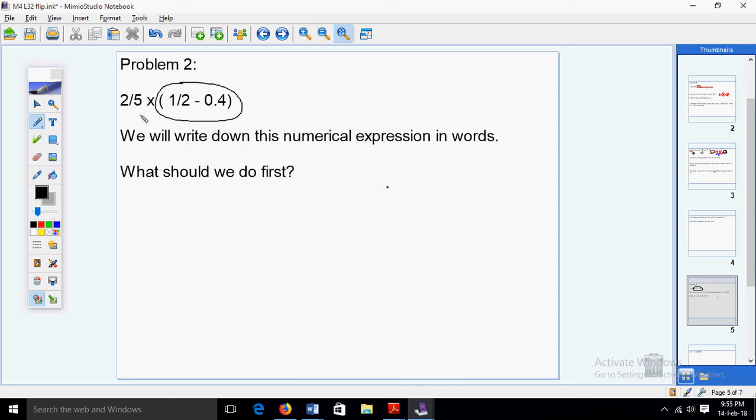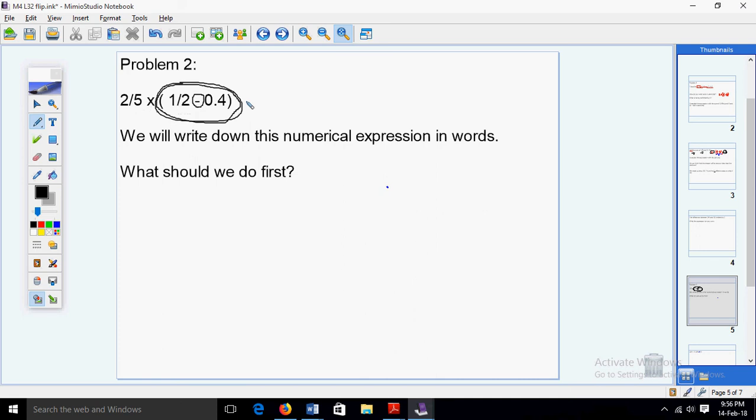So we'll start with 2/5 times, right? Or you could even say 2/5 of, right? We know of means multiplication. You could also say 2/5 multiplied, but maybe not that one. So I'm going to start out with 2/5 times, okay? Now this is where the tricky part comes. A lot of people like to say 2/5 times 1/2 minus 4/10. Well, the problem with that is then you don't know if you're subtracting. So what you would do is 2/5 times 1/2 and 4/10.